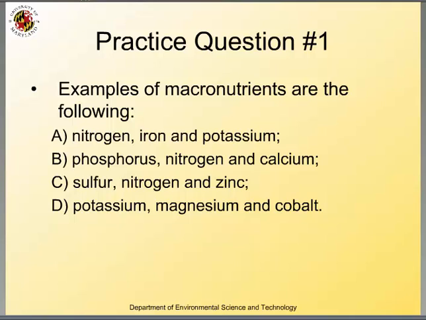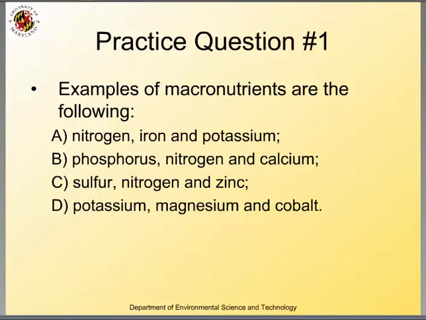Okay. Do you agree? Does everybody agree with A? Does anybody agree with A? Are you awake? Okay. I'll tell you why I don't like A. It says macronutrients and it has iron. Okay? Iron's not a macronutrient.